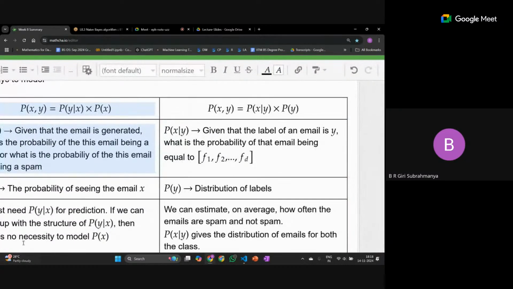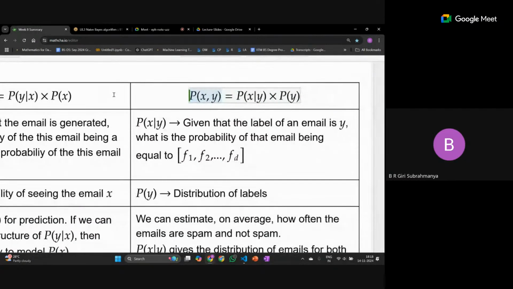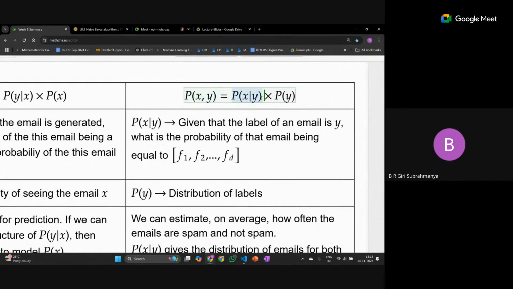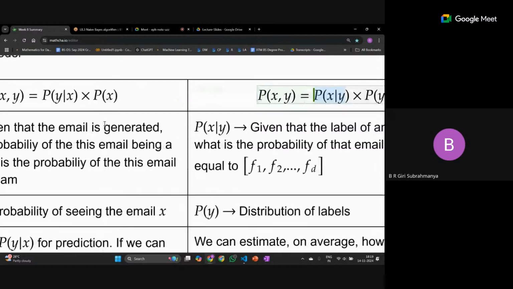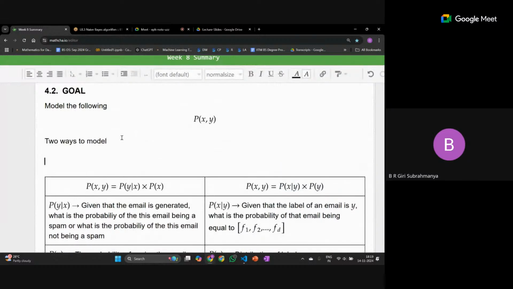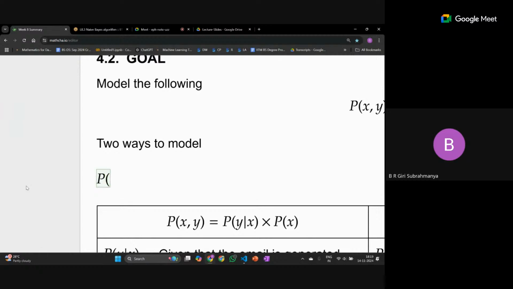Now these are two things. Now let's look at the other one. Now there's another way, right? Now P of x comma y can also be given as P of x given y into P of y. Okay. So P of x given y into P of y. Now what does this mean? Maybe I can give an example. What we are trying to model basically is the probability that an email is equal to hi, how are you? Okay.